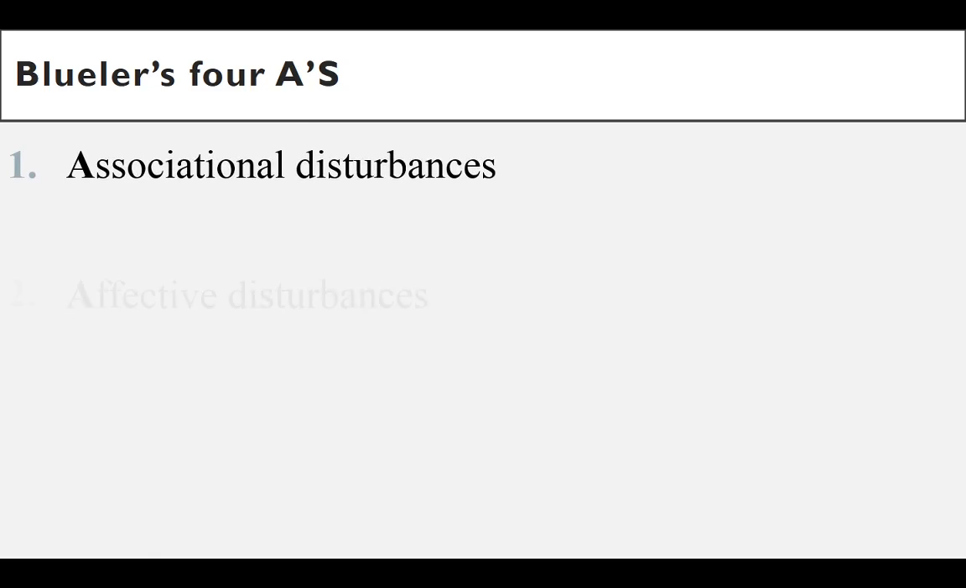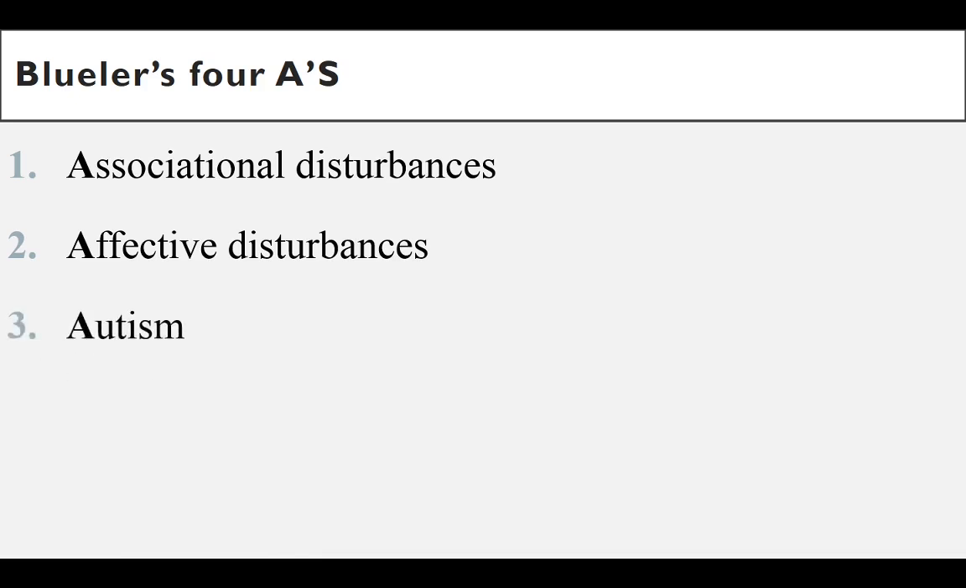Now, we have discussed this. Let's just see one by one. Associational disturbances, or some books write loosening of association. Then 2, affective disturbances. 3, autism. Autism is withdrawal into their own fantasy world. And ambivalence. We have discussed this extensively in the class, in the clinical discussion.